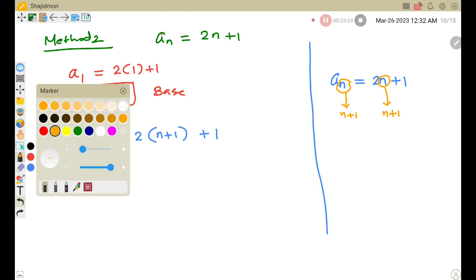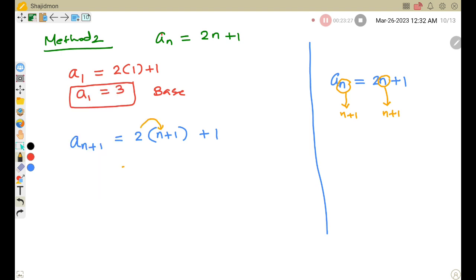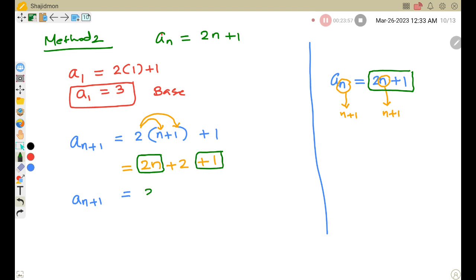Now expand the bracket here. 2 multiply n, that is 2n, 2 multiply 1, that is 2 plus 1. I hope you understood. Now a_{n+1}, we need to introduce the a_n term here, correct? So how to introduce the a_n term? You know a_n is actually 2n plus 1. So this 2n and here plus 1. I am writing together 2n plus 1, correct? Then plus 2 remaining.